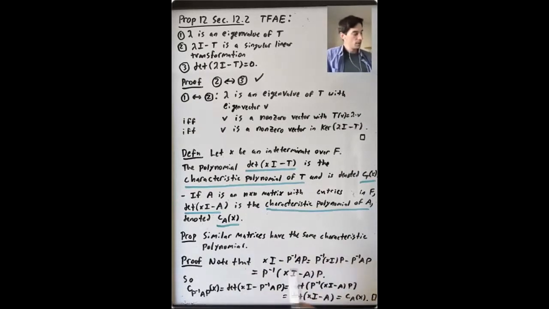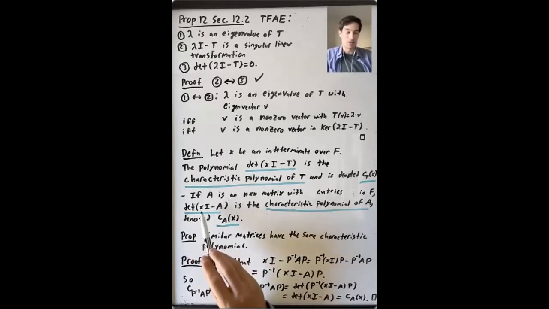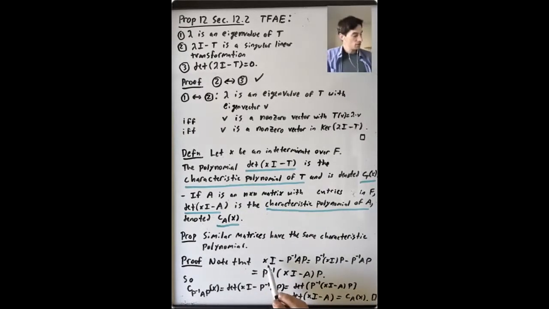All right, so we want to show that similar matrices have the same characteristic polynomial. The characteristic polynomial of A is the determinant of xI minus A, and a matrix similar to A is P inverse AP for some matrix P. So if we take xI minus P inverse AP, we can write that as P inverse times xI times P minus P inverse AP. Why can we do that?